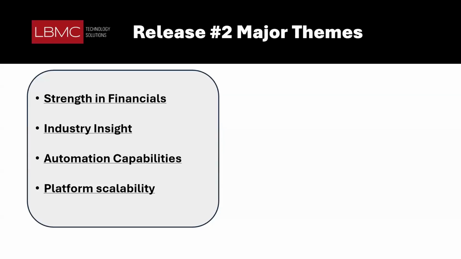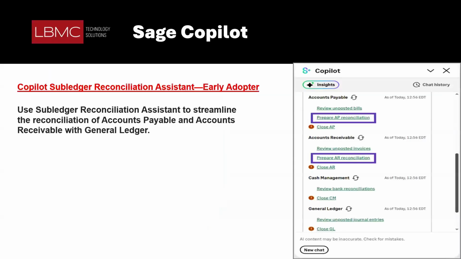For this R2 release, the major themes within Sage Intacct are focused on strengthening your financial information, giving industry insight, concentrating on certain industries, as you will see things like construction within this update, automating capabilities within Sage Intacct, and also giving the platform more scalability within the system as well. The first update that we will focus on will be Sage Copilot.